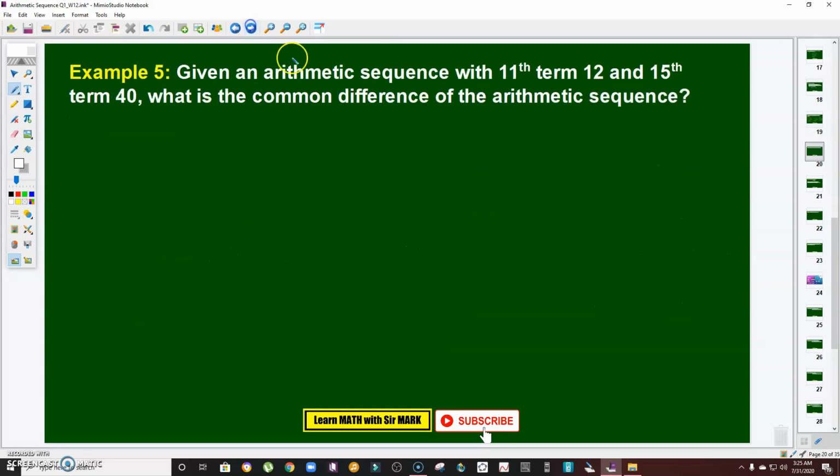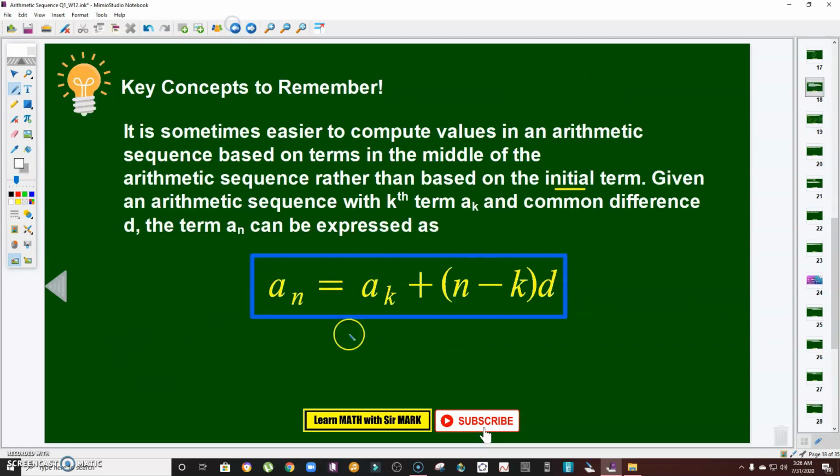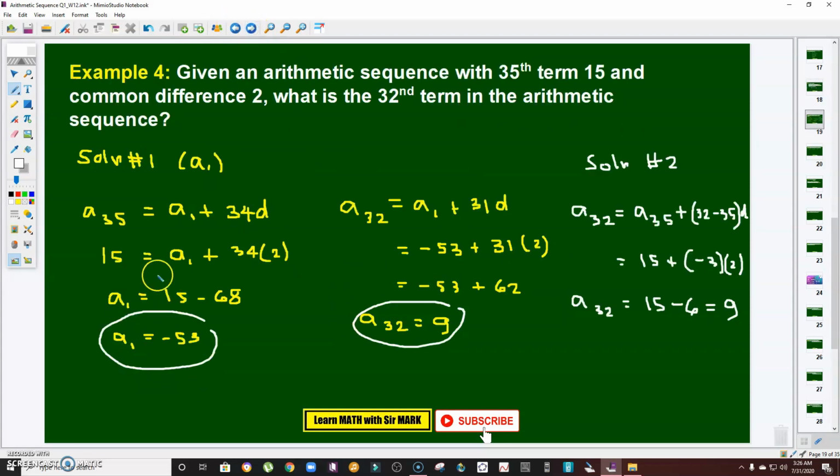Next, problem number 5. Given an arithmetic sequence with 11th term 12, and 15th term 40, what is the common difference of the arithmetic sequence? Again, na-mention ang a sub 11, which is 12, then yung a sub 15 natin, or yung 15th term, that's 40. We are looking for the common difference. Tanong, pwede bang gamitin itong formula na to? Pwede. Pwede rin bang gamitin yung first term? Pwede rin.